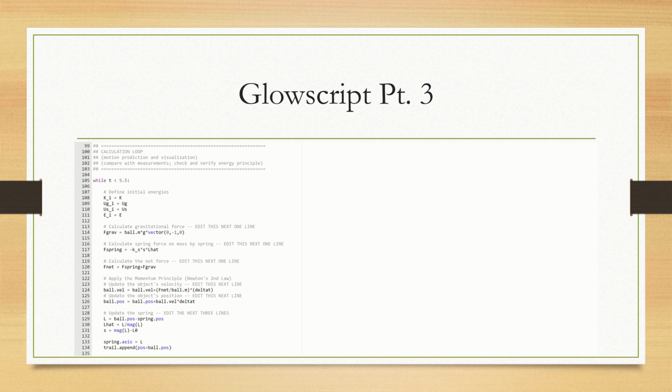For the last part of the GlowScript, we have that the force of gravity is mg times the <0, -1, 0> vector, which puts it in the negative y direction. The force of the spring is negative ks times L hat, and the net force is the sum of these two. Then from the momentum principle, we have that the ball velocity is equal to the velocity plus the net force over the mass times the change in time, and that the ball's final position is equal to the initial position plus velocity times time.